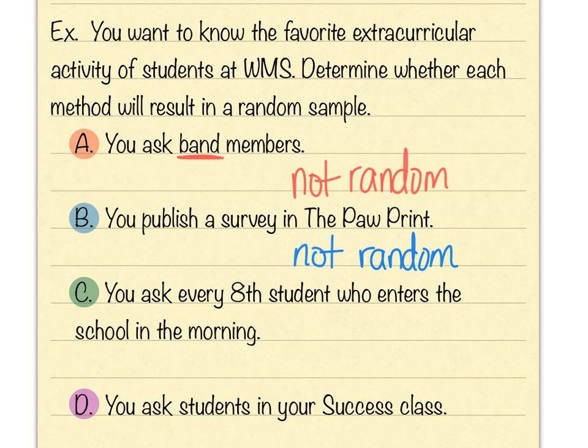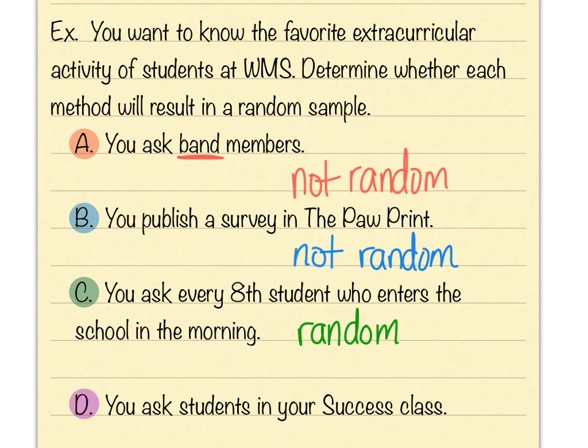Example C, you ask every 8th student who enters the school in the morning. Now, this would be random, and the reason why is because you have no control over who walks in the building, but you know everybody does. Everybody walks into the school in the morning, right?